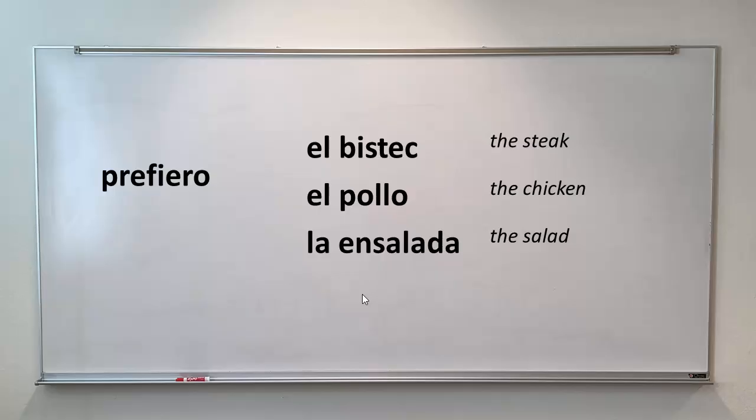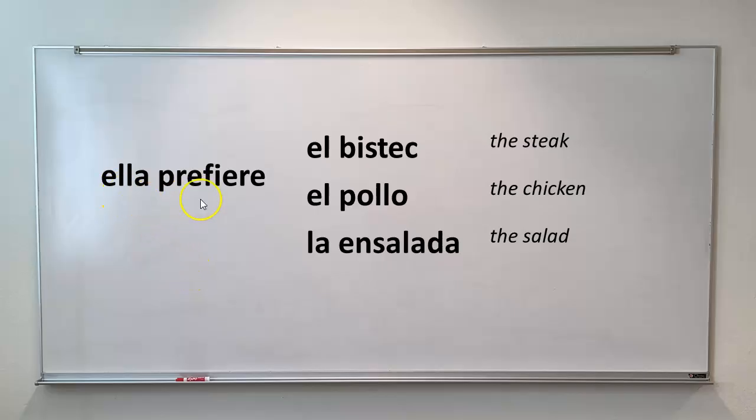If you want to say, I prefer the chicken, then you would say, prefiero el pollo. Prefiero el pollo. Or if you want to say, I prefer the salad, you would say, prefiero la ensalada. Prefiero la ensalada. I prefer the salad. Let's try a different example with the same nouns, but different subject and verb form.